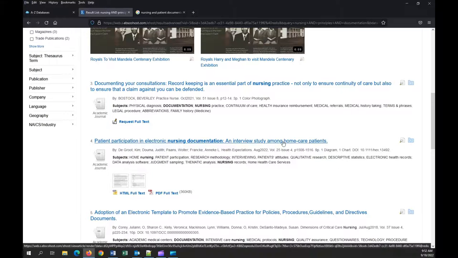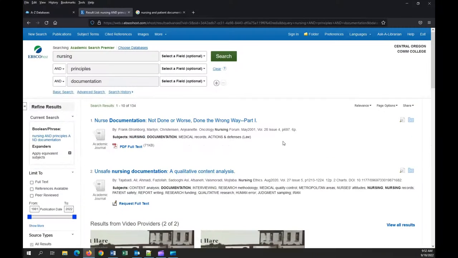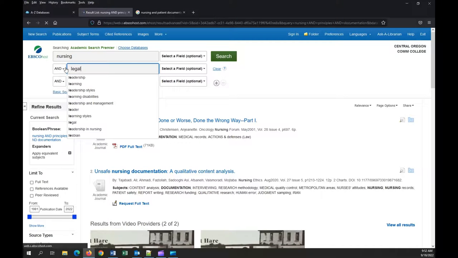That is a fairly narrow, researchable question. And I could change my search accordingly. All I'm going to do is replace the keyword principles with the keyword legal in my search.